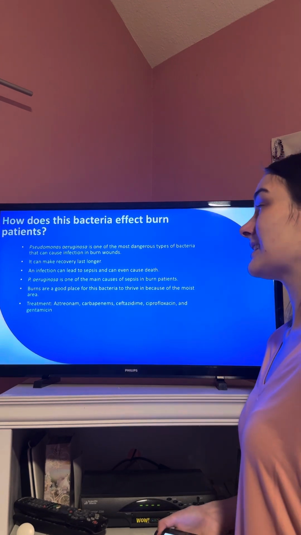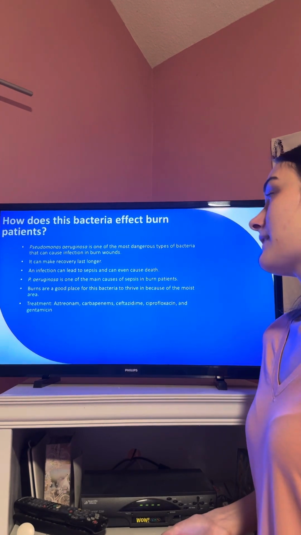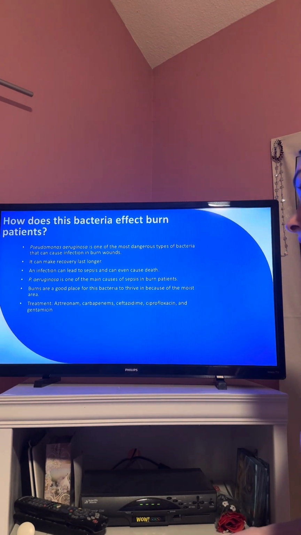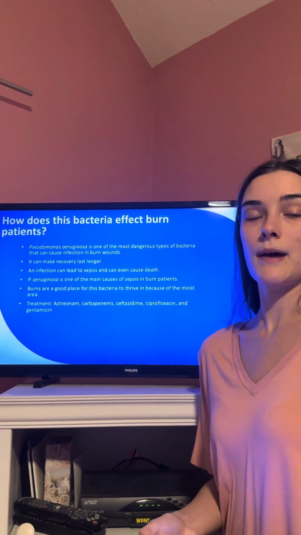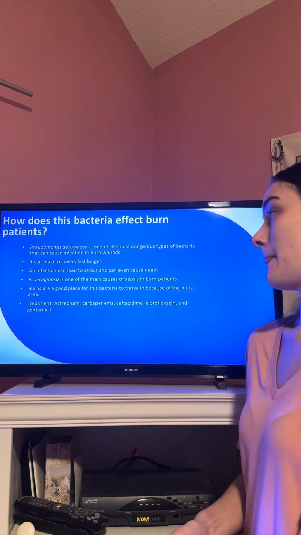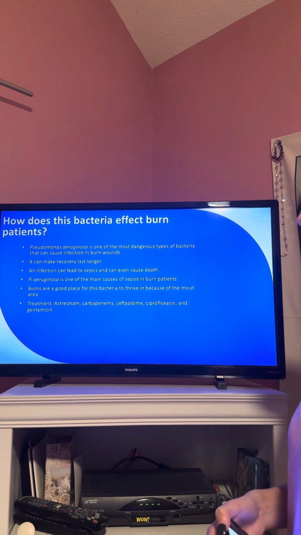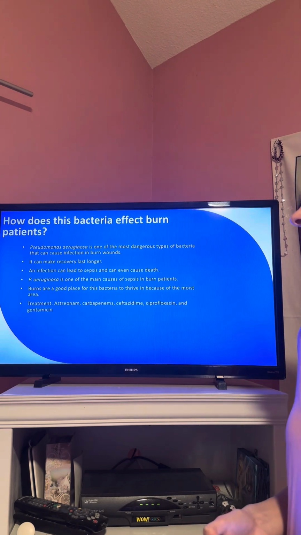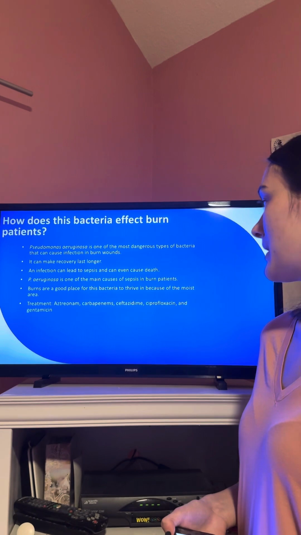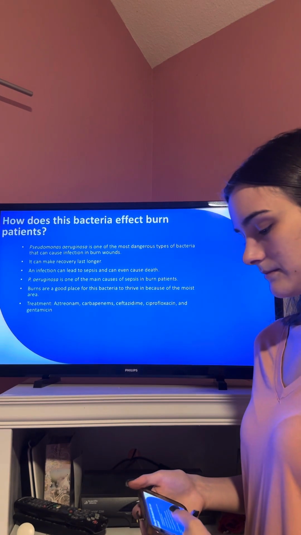It can make recovery last longer because it makes the wound even worse and the pain worse. And an infection can lead to sepsis and can even cause death. So if you don't treat the infection from the bacteria soon, then it can cause sepsis. Burns are a good place for this bacteria to thrive because of the moist area of the skin. Treatment that you can use for an infection with burns is aztreonam, carbapenems, ceftazidime, ciprofloxacin, and gentamicin.